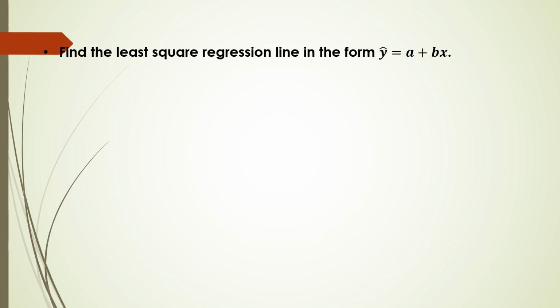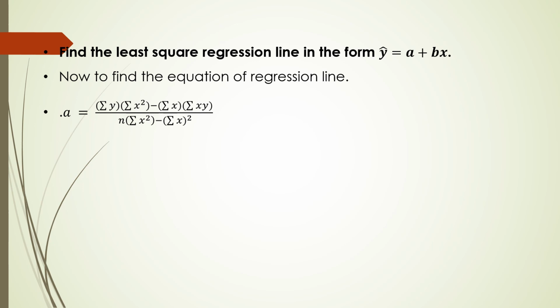Now, my dear student, in this slide we will find the least square regression line, and we know that the formula is y = a + bx, where a represents the y intercept and b represents the slope of the regression line. Now this is the formula to find the y intercept, the Pearson formula. a is equal to sum of y times sum of x square minus sum of x times sum of xy, divided by n times sum of x square minus the square of sum of x.